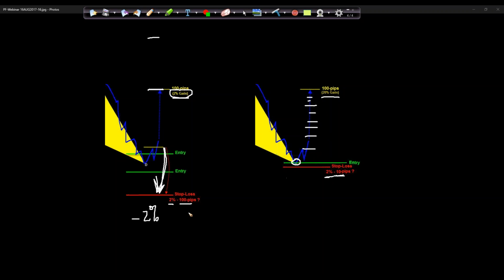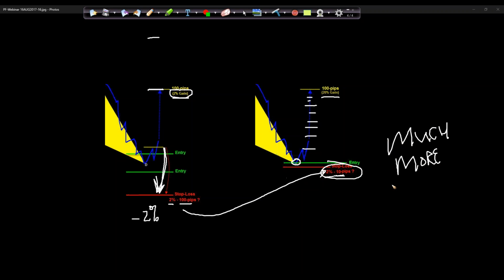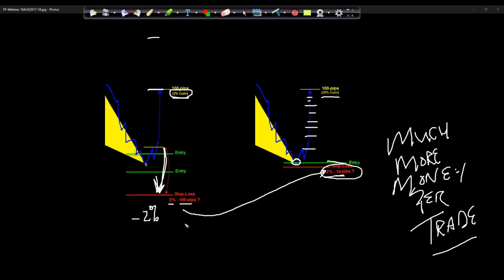And therefore, if I can achieve a tighter stop loss safely, I'm going to make much more money per trade as compared to my contemporary trading in the old paradigm with the big fat stop losses. Does everybody understand how that math works? 2% into a 100 pip stop loss versus 2% into a 10 pip stop loss.